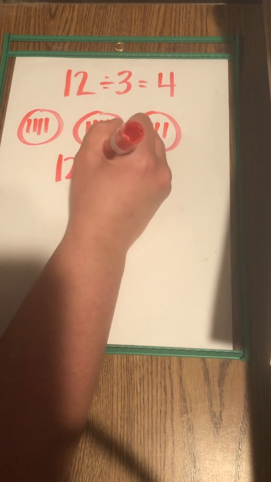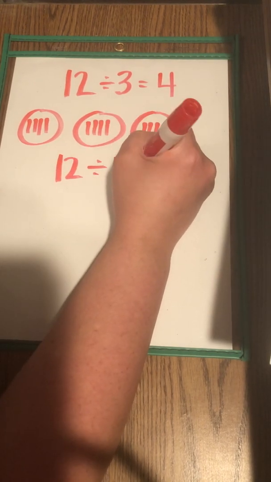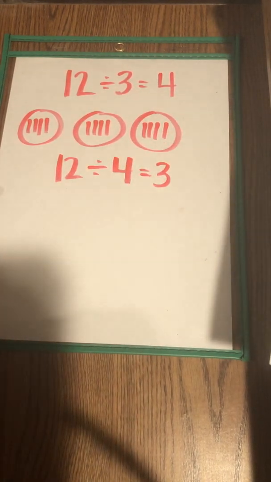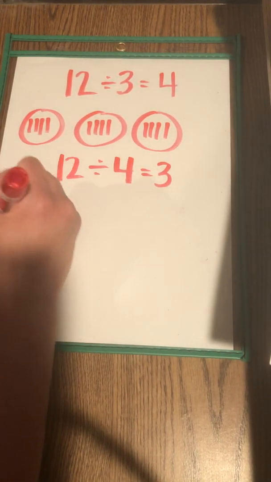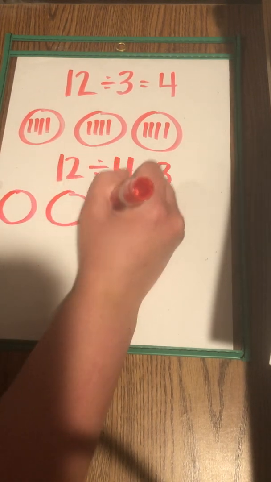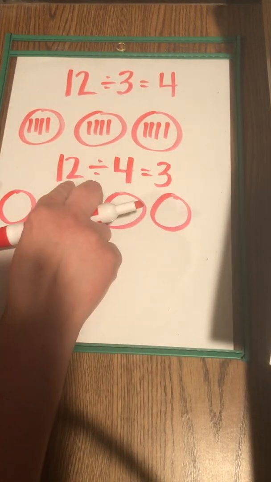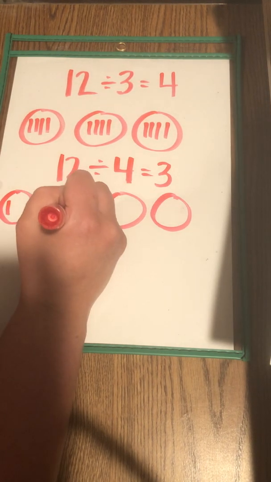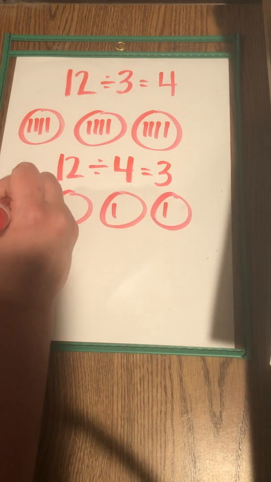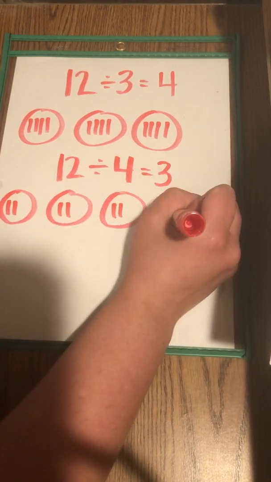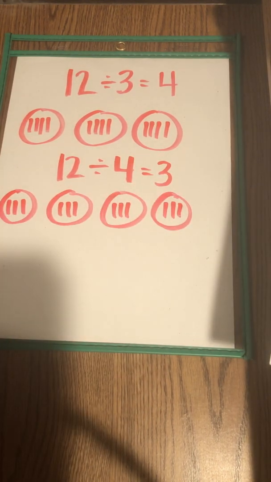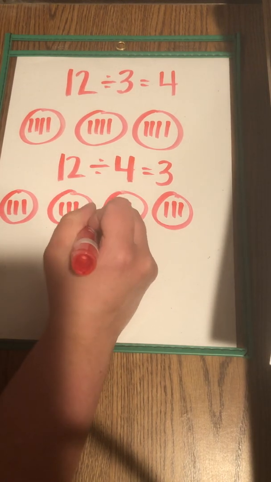If I made this the opposite, 12 divided by 4, we know that this is a fact family and that would be 3. But let's just check it. 1, 2, 3, 4, right? I'm dividing 12 into 4 equal groups. 1, 2, 3, 4, 5, 6, 7, 8, 9, 10, 11, 12. So does it equal 3? It does.